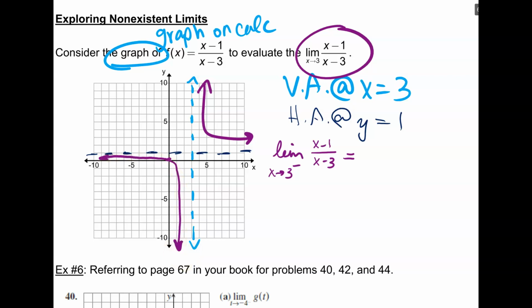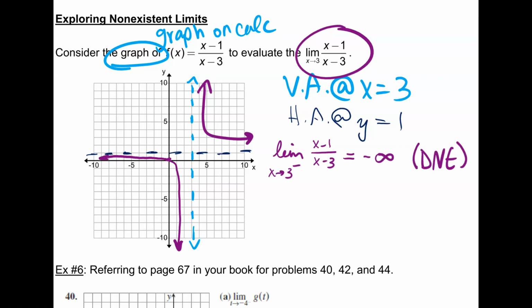Negative infinity. Wait, negative infinity is not a number I could put a push pin on, right? It's not a number I can point to on a number line and say, it's right here. No, that's not a number I can actually see. Because the second I say this is infinity, no, you have to keep going. So whenever we have a limit that's infinity, we say it does not exist. So we're approaching negative infinity, does not exist.